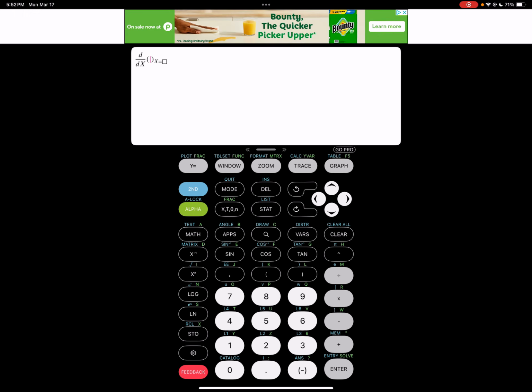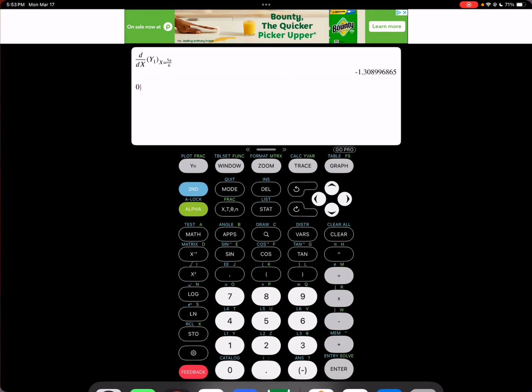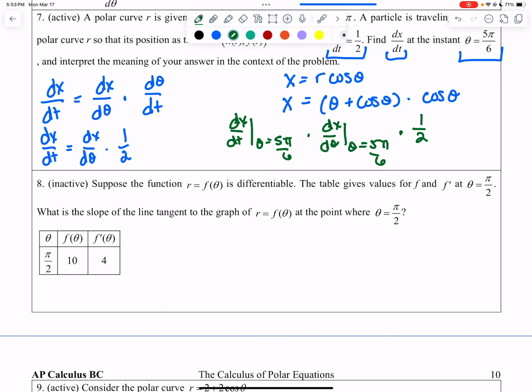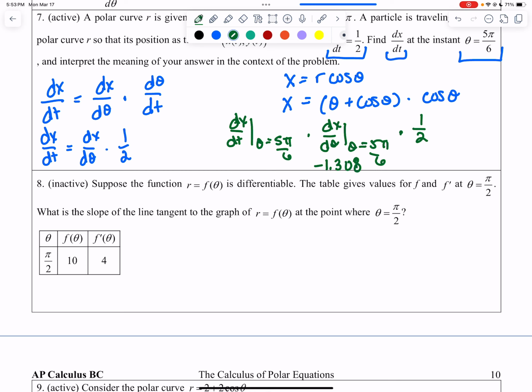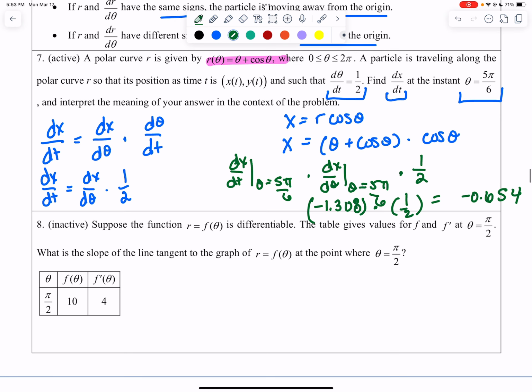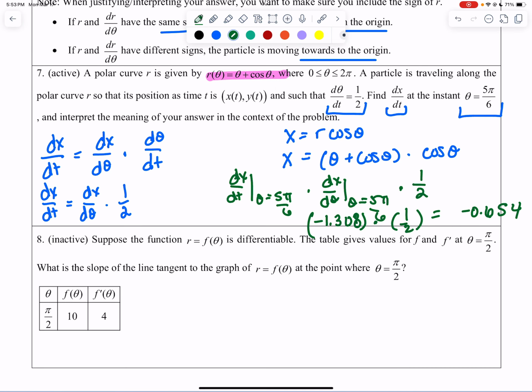Anyways, math 8, alpha trace y1, and we want this to be at 5 pi over 6. Which gives us negative 1.308. So I have negative 1.308, times that by a half, and we get negative 0.654 for dx/dt when theta is equal to 5 pi over 6.